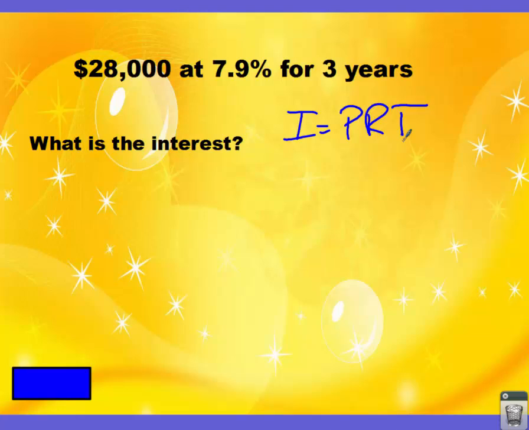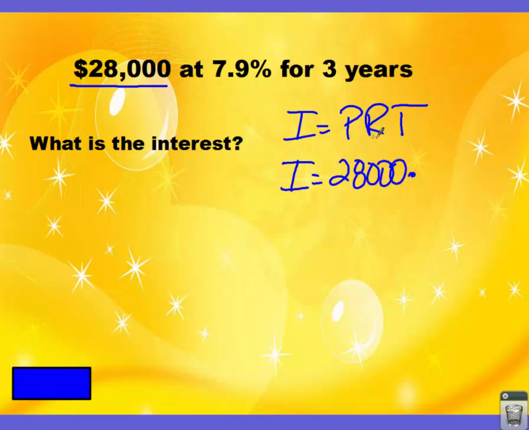Take, for example, this first one right here. It says, what is the interest? Do I know what the interest is? In this case, no, because that's what I'm looking for. So we leave that as an I. Then you say, what is the principal? Do I know the principal amount? Yes, the principal amount is $28,000. So I write 28,000 times.